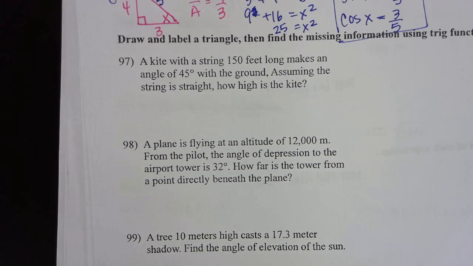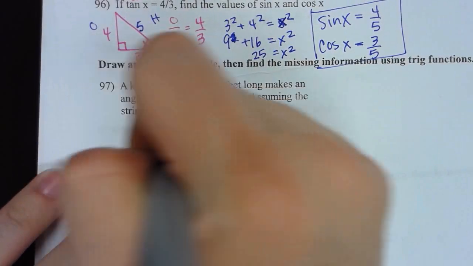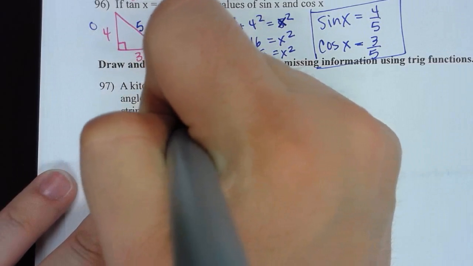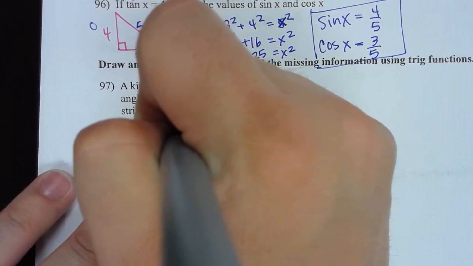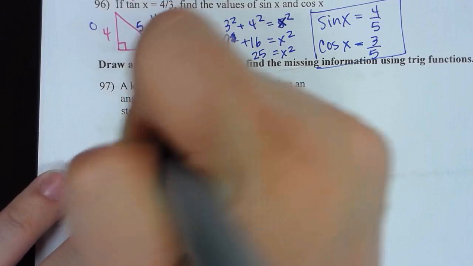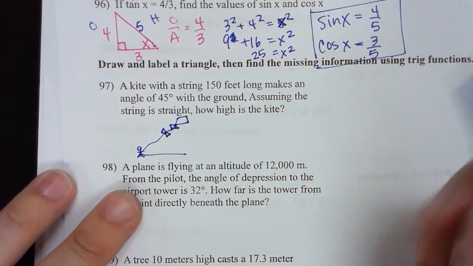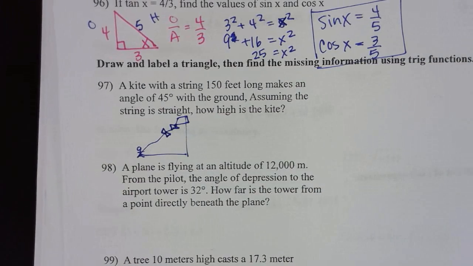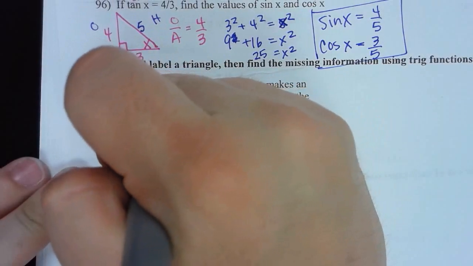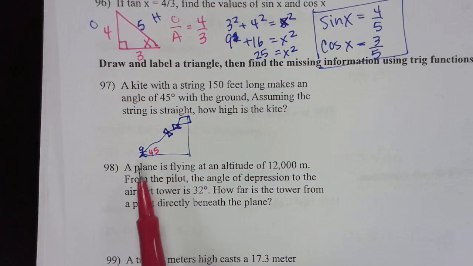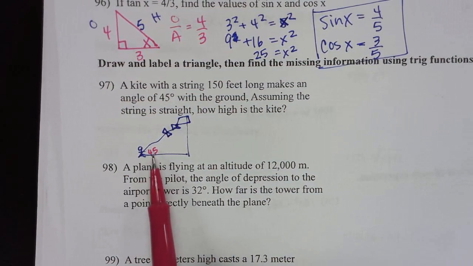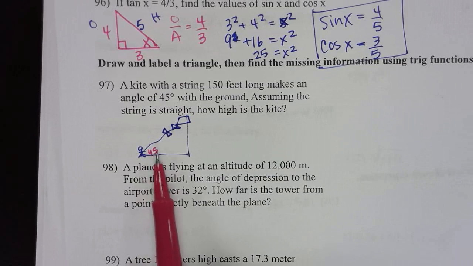Number 97 says a kite with a string 150 feet long makes an angle of 45 degrees with the ground. So you've got the ground, you've got this kite string. This little kid right here is holding it. And the angle it makes with the ground, it tells us, is 45 degrees. That angle right here is always going to be the angle that you're referring to. Doesn't matter if it says angle of elevation or angle of depression, we're always going to put it right here. Always, always, always. So the kite string is 150 feet long.